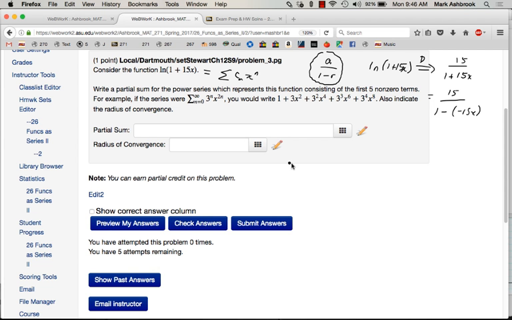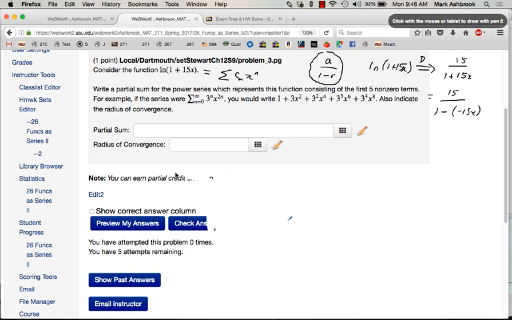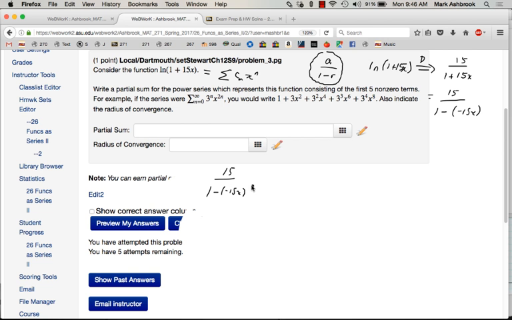So a over 1 minus r. So we got some more room here. Okay, so I'm going to do 15 over 1 minus negative 15x. And we know that's equal to 15 times negative 15x to the n, and that's for n equals 0. Right? Geometric series.